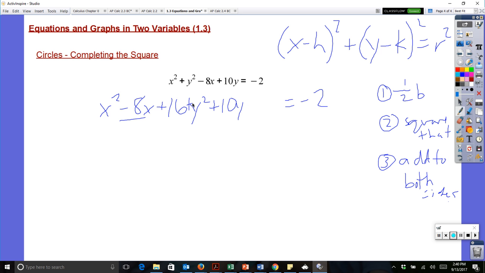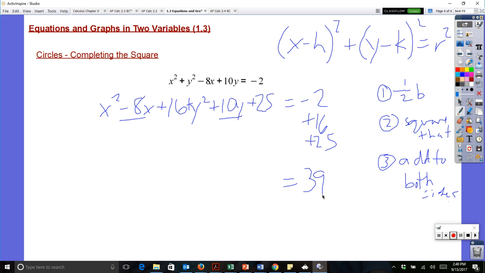Now I can't just add a number arbitrarily, so what I do is on the right side, I add 16, and that keeps both sides of my equation balanced. Same thing with the y's. The b number is a 10, so I take half of 10, that's 5. 5 squared is 25. I add that. And now what I do is on the right side I simplify. Negative 2 plus 16 is 14. 14 plus 25 is 39.